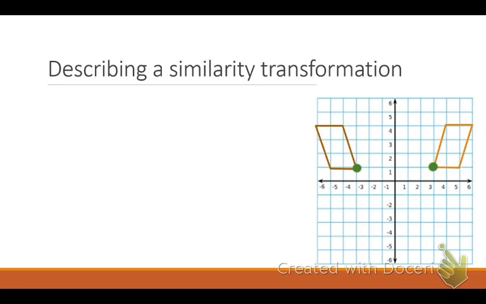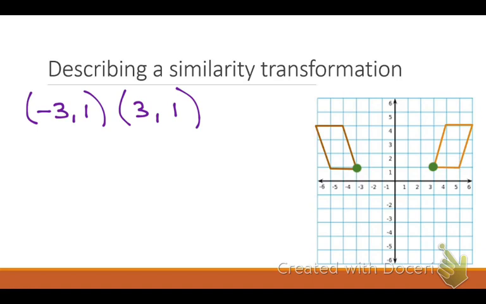All right, one we have at (-3, 1), and one we have at (3, 1). Okay, what does it look like when you just visually look at the figures? What does it look like is happening between the two figures? They're being what? Reflected across which axis? The y-axis.